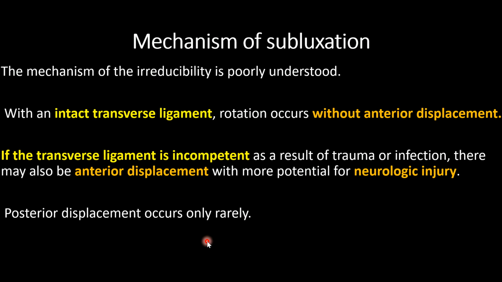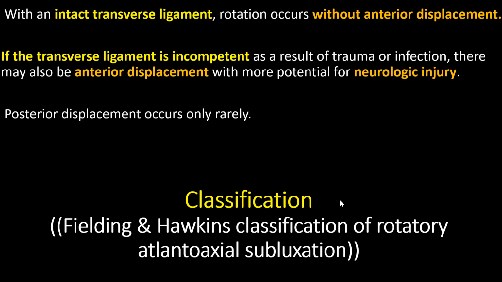Mechanism of subluxation. The mechanism of irreducibility is poorly understood. With an intact transverse ligament, rotation occurs without anterior displacement, and if the transverse ligament is injured, there's liability for anterior displacement and accordingly neurologic injury. Posterior displacement is rare.